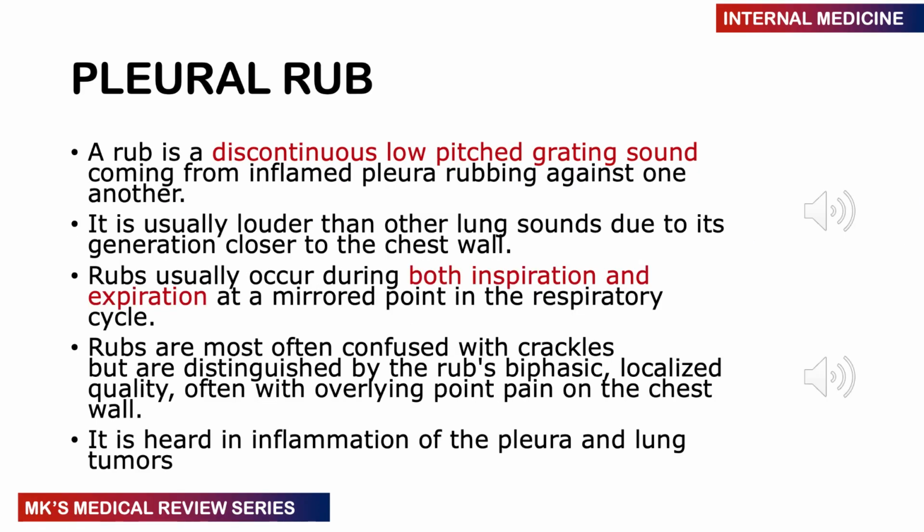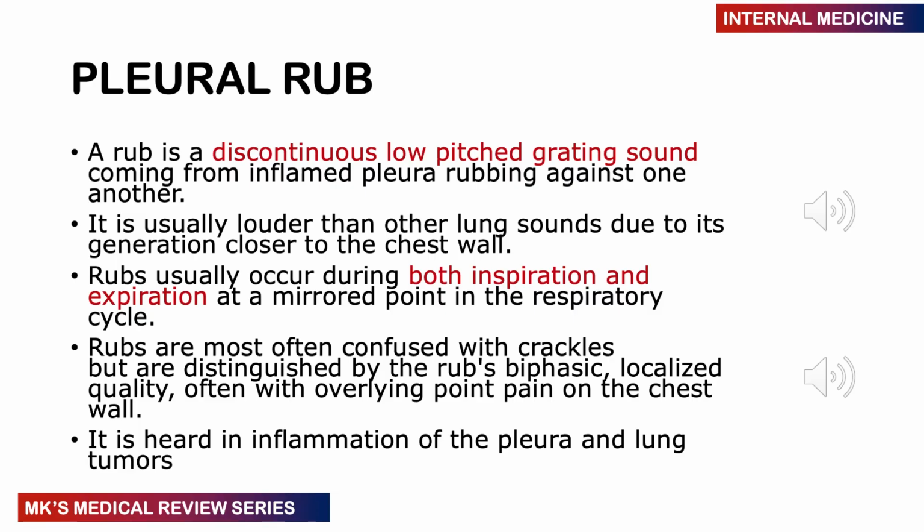Then we move on. We now look at pleural rubs. So here you get this sound which is outside the chest. It sounds like two balloons rubbing against each other. This discontinuous low-pitched grating sound is because of the pleura rubbing on one another because they are inflamed. So usually it's louder than the other lung sounds because it's much closer to the chest wall where you're listening with your stethoscope.